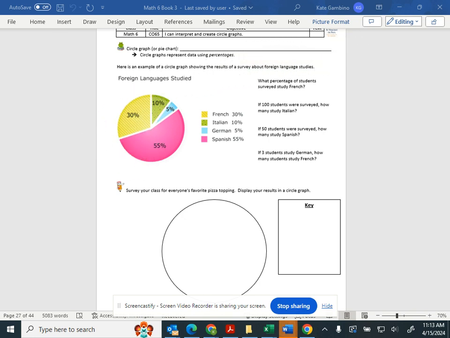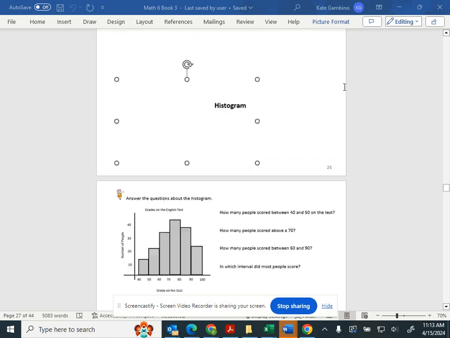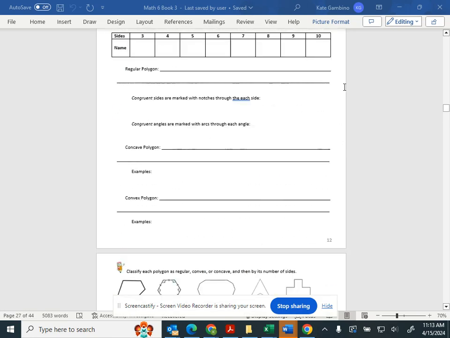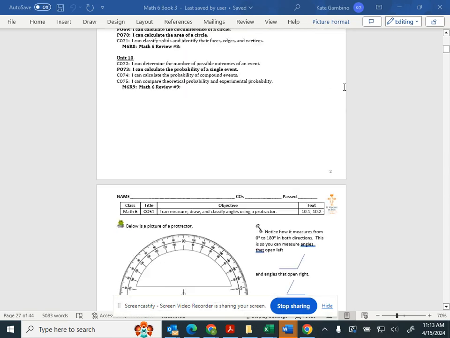Any questions on the circle graph? All right, so is that all that's going to be on the test? No. What else is going to be on the test? The review. So remember, whenever you want to know what the review is going to be, we go to the very front of our book.